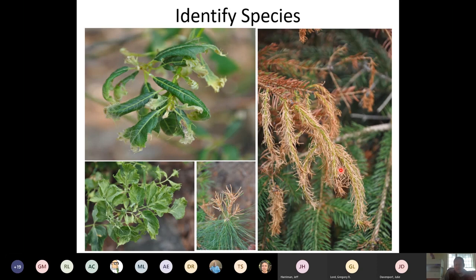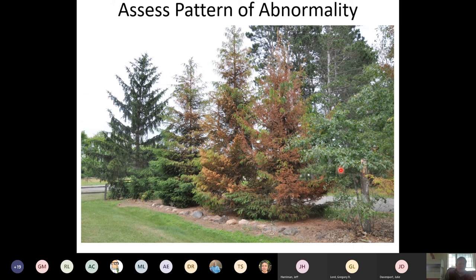Look at the site again, and we're assessing the pattern of abnormality. The symptoms are pretty much uniformly expressed throughout the tree.